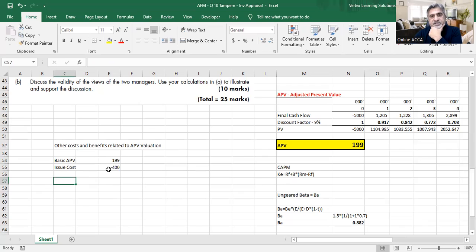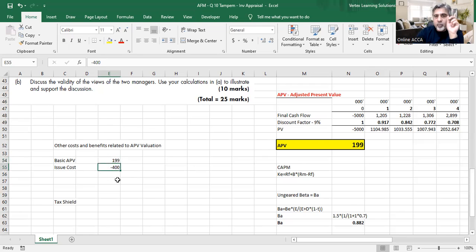So let's adjust this thing. But then when you issue the debt, you will get some tax benefit as well. So you will get your tax shield. You say, okay, manager B, you were very happy. You said, see, I've got 199 from this project. And manager A will say, wait a minute, you don't have money. You have to raise the debt and equity. For that, you need to pay 400. See, you are in loss again. 199 minus 400, you are in loss again.